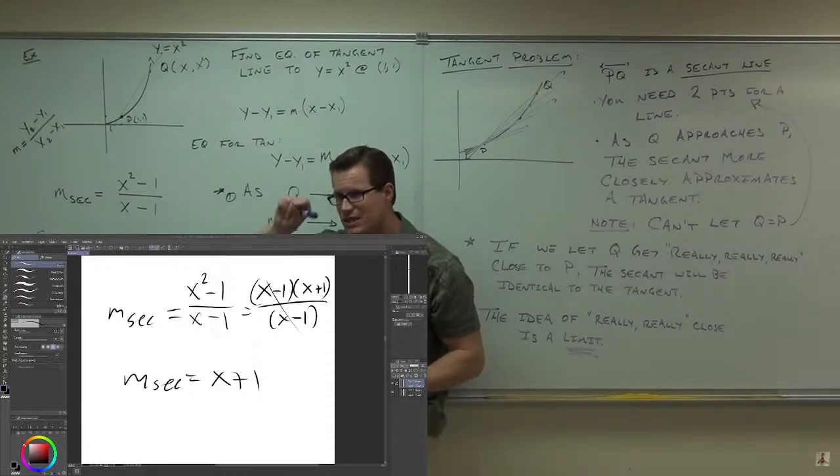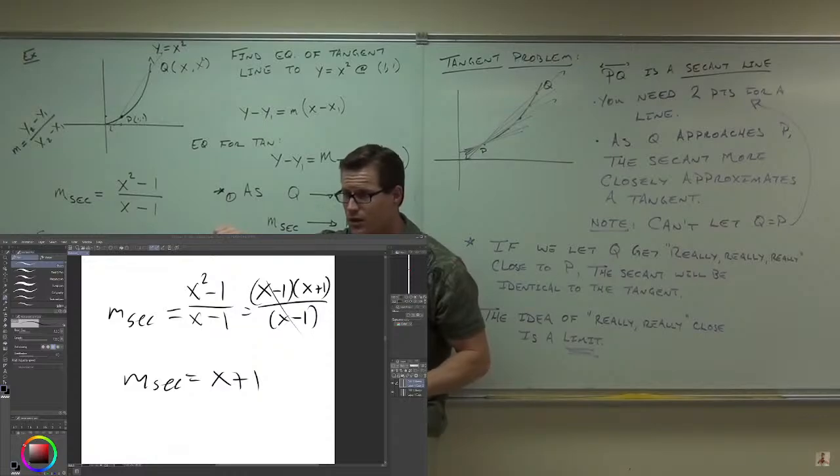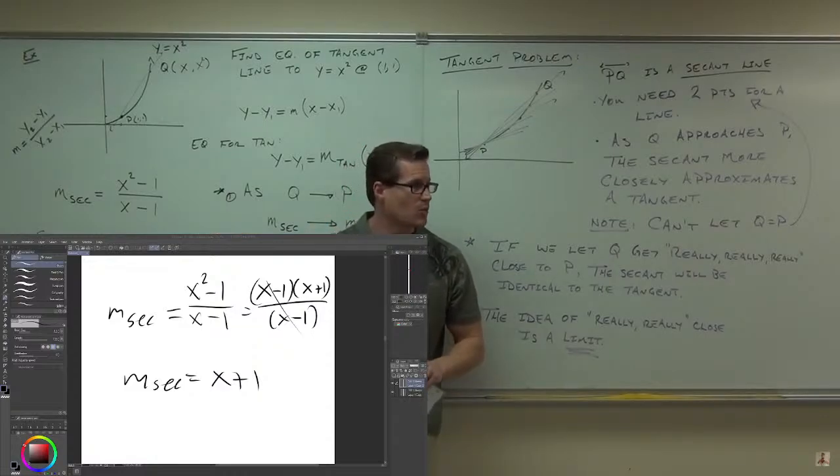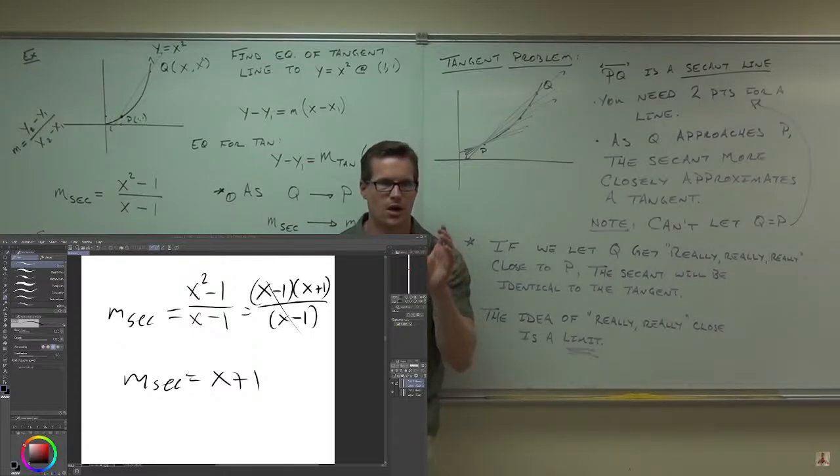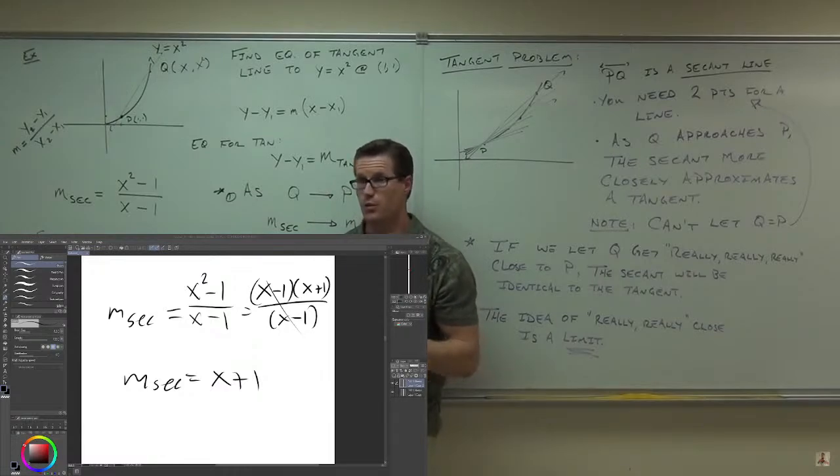Is q actually getting to the point P? No. So is x actually equaling 1? No. We're getting really, really close. I'm talking like 1.00000 forever and then a little bitty 1 at the very end of it. Really close. But it's never actually equaling 1.